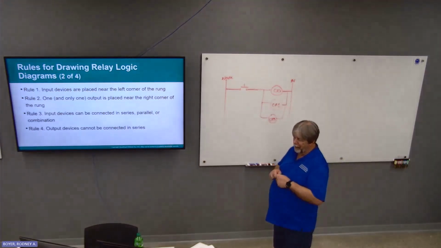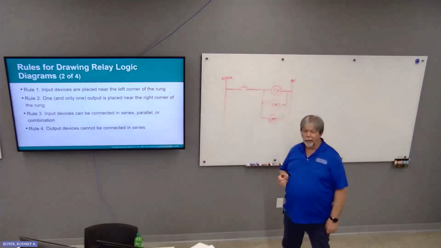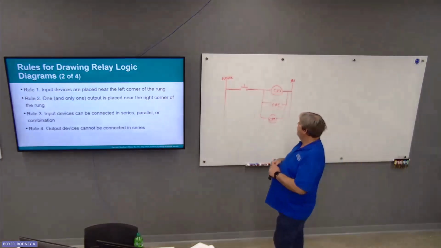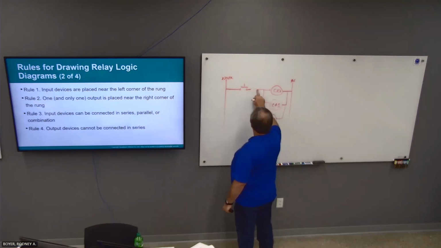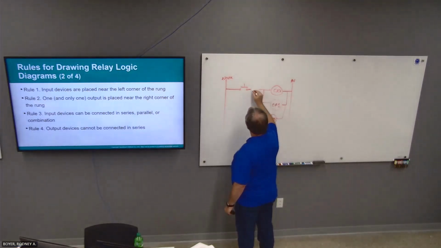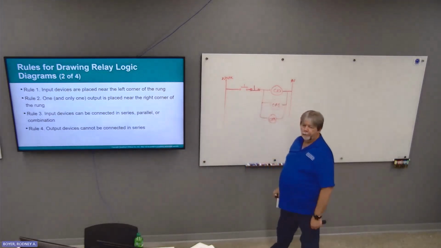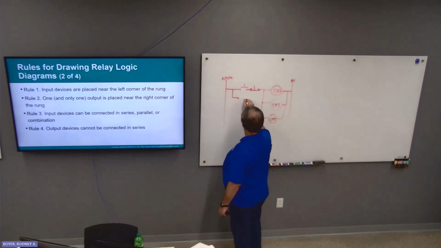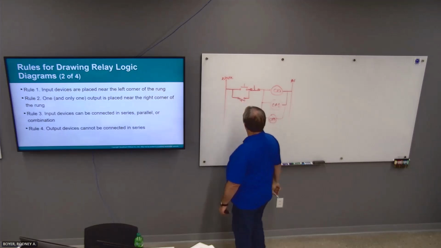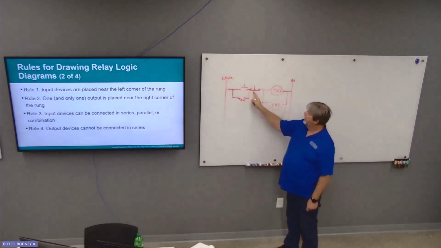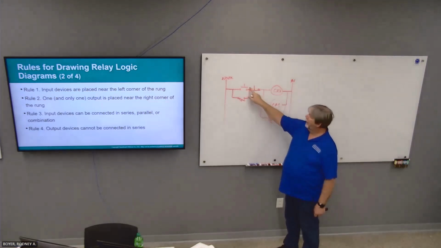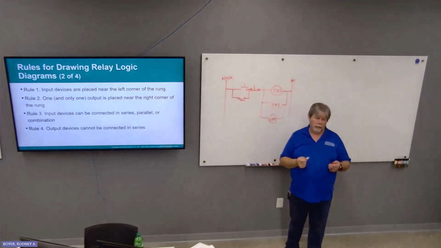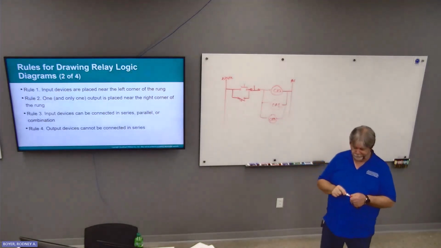Rule 3, input devices can be connected in series, parallel, or a combination thereof. So, series. These two are in series, these two are in parallel, and the combination of three is the combination.